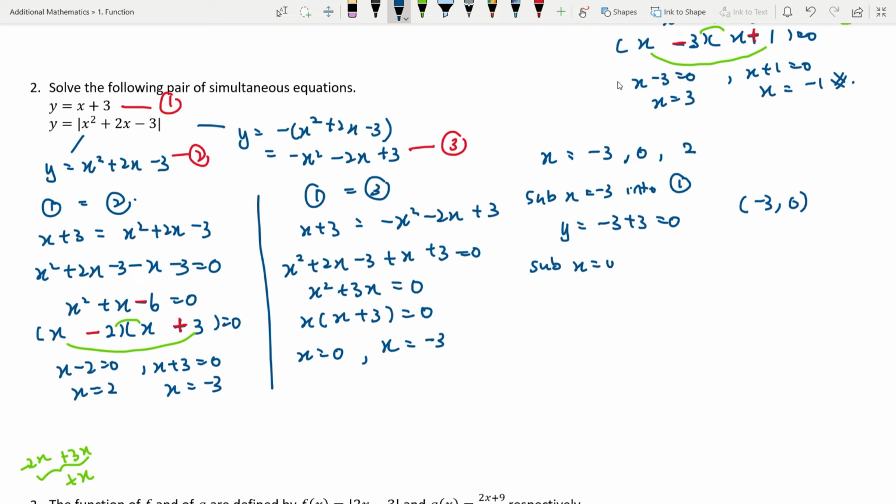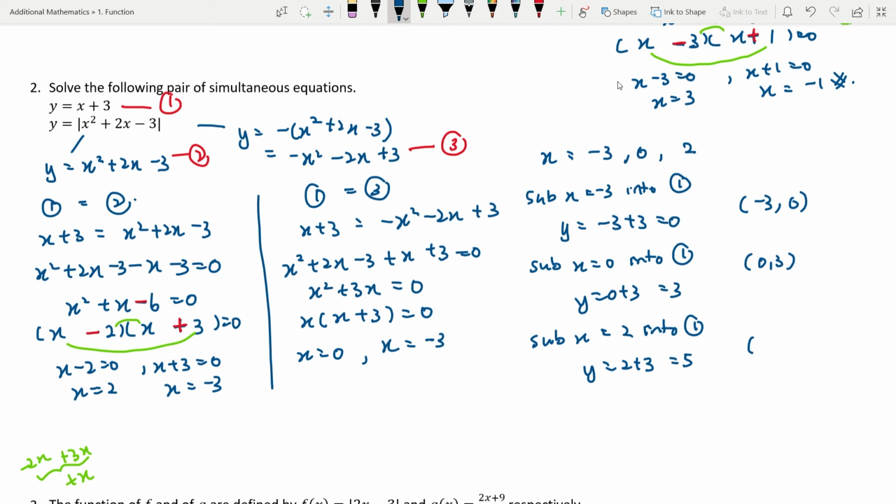Substitute x equal to 0 into equation 1. y equal to 0 plus 3, which is 3. The second coordinate will be 0, 3. And lastly, substitute x equal to 2 into equation 1, y equal to 2 plus 3, which is 5. So the last coordinate will be 2, 5.